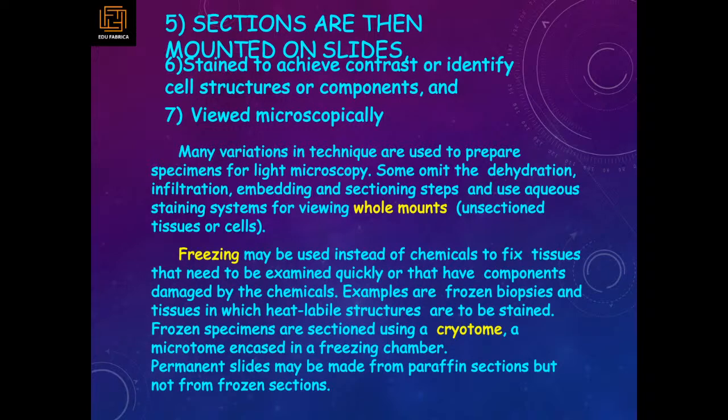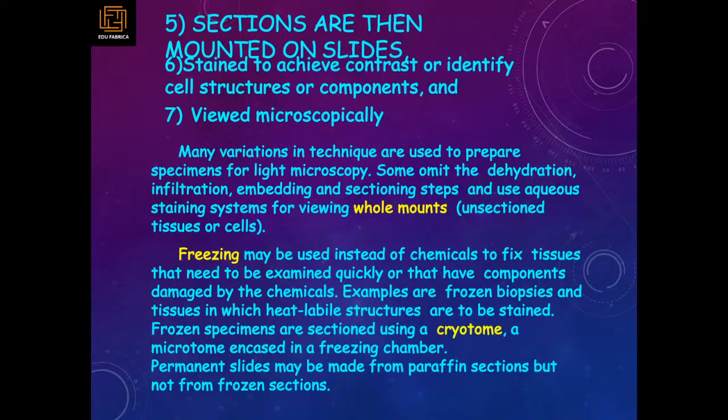Some omit the dehydration, infiltration, embedding, and section steps, and use aqueous staining systems for viewing the whole mounts. Then freezing is also used instead of chemicals to fix the tissues, to examine them quickly and avoid having the components damaged by the chemicals. Like frozen biopsies, tissues in which heat-labile structures are to be stained. So these frozen specimens are checked with the help of a cryotome.